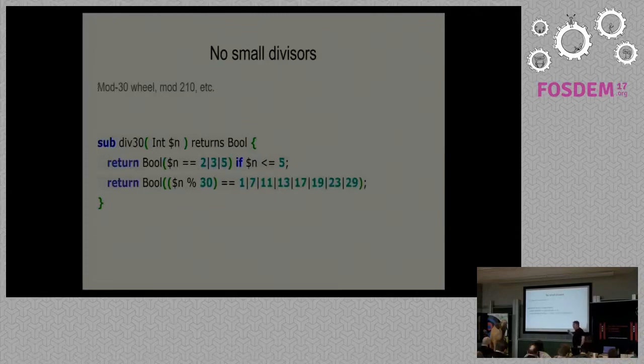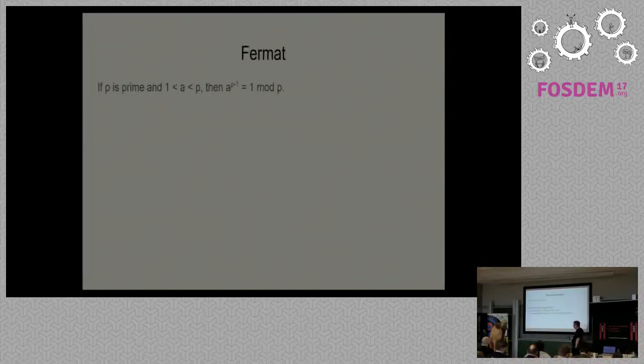Here's the mod 30 version of it. All primes past 5 are going to have this property. This gets kind of messy in most languages. Junctions make this really simple and easy to read. Oh, if the remainder after 30 is this, great.